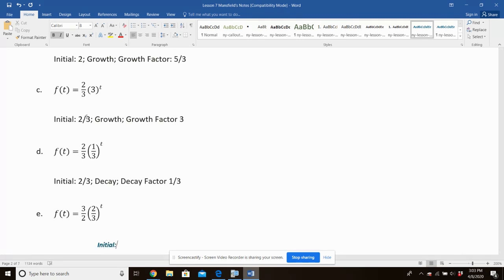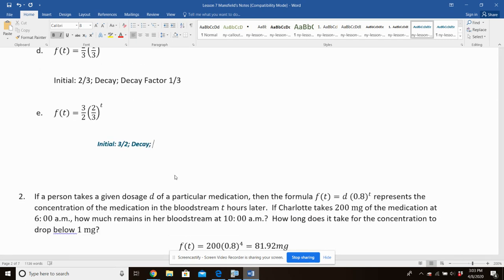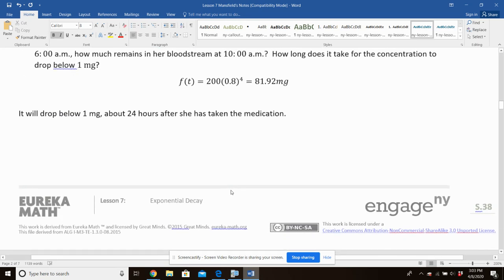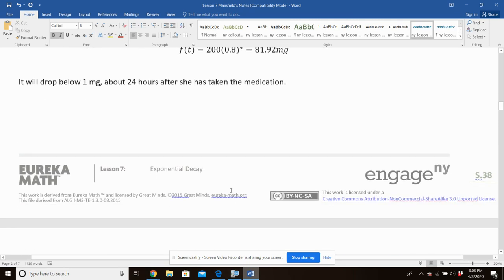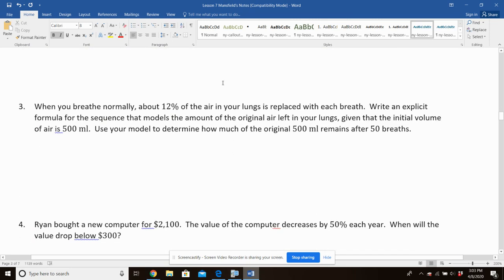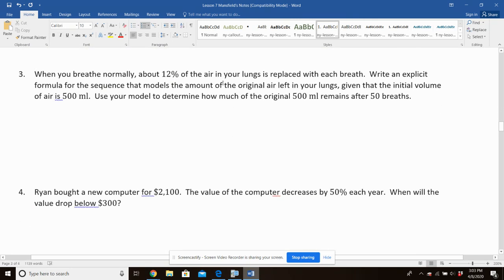Next one, my initial value is 3/2. It is a decay because the number in parentheses is smaller than 1. And the decay factor is whatever that number is, in this case 2/3. All right, we did that one together. So I am on question number 3.